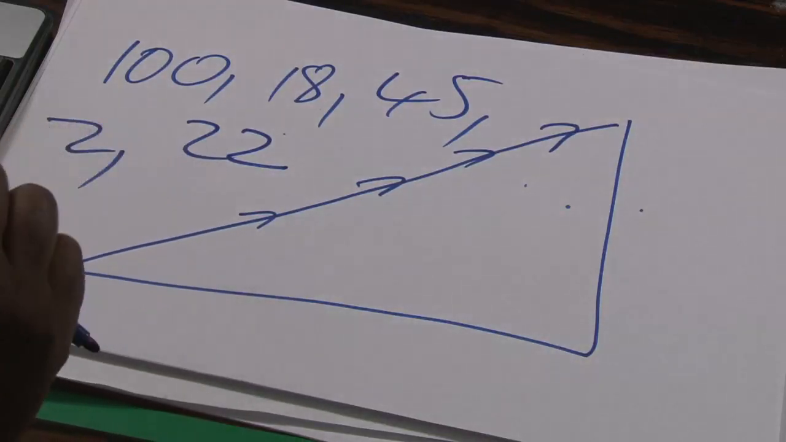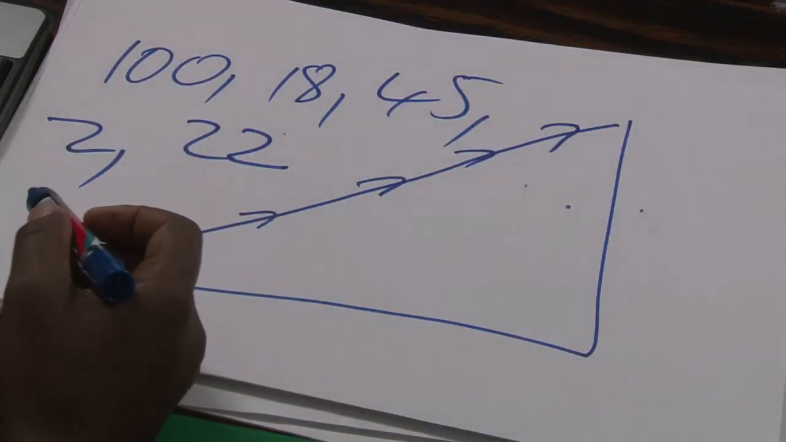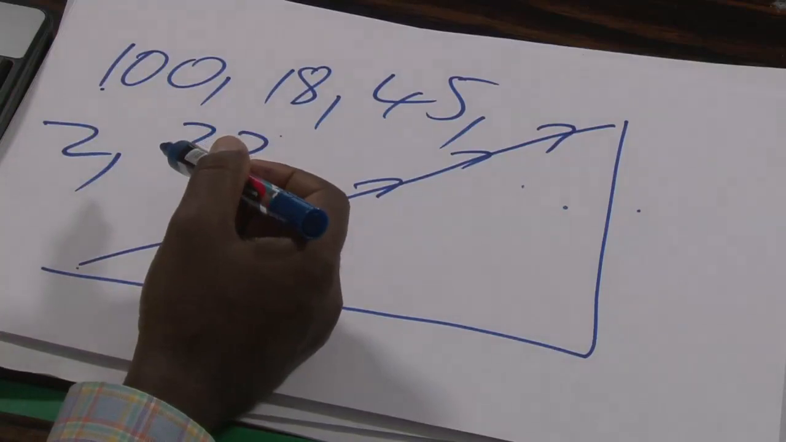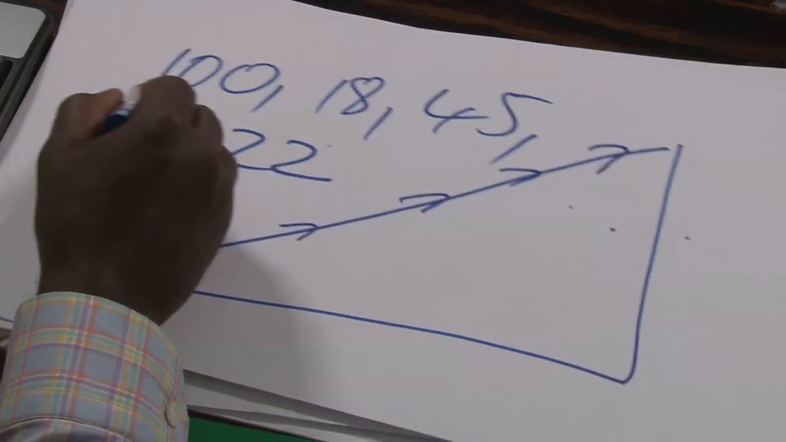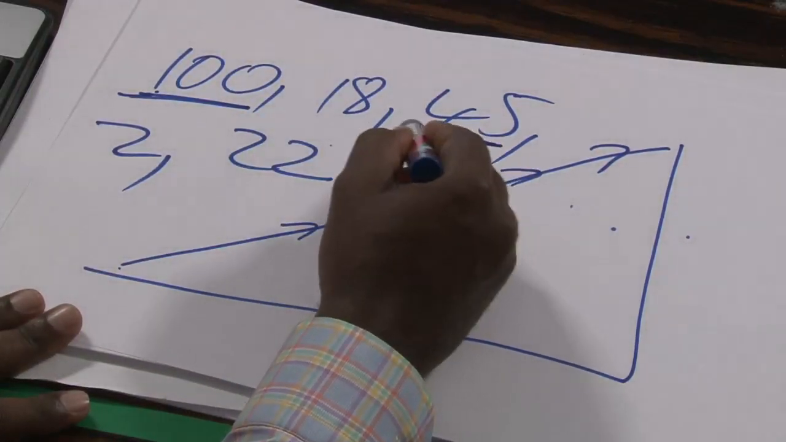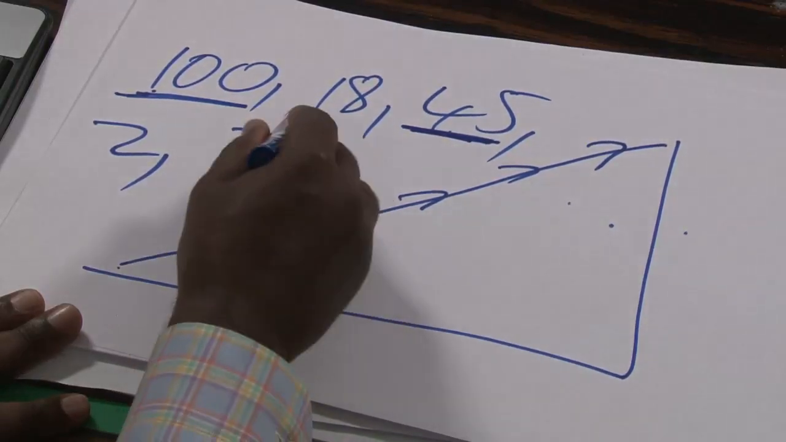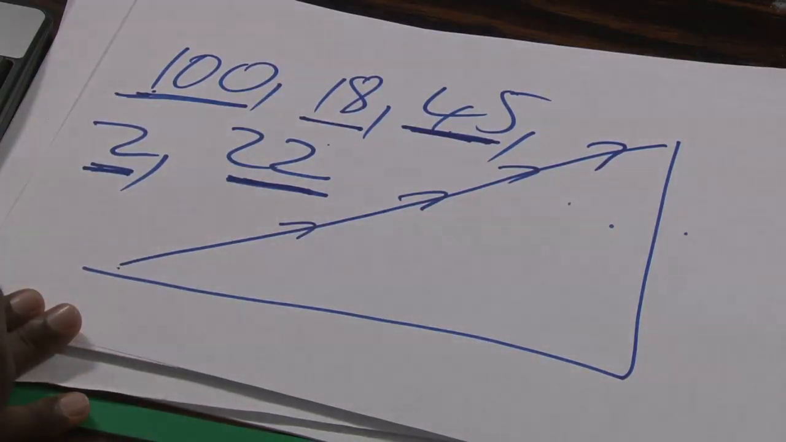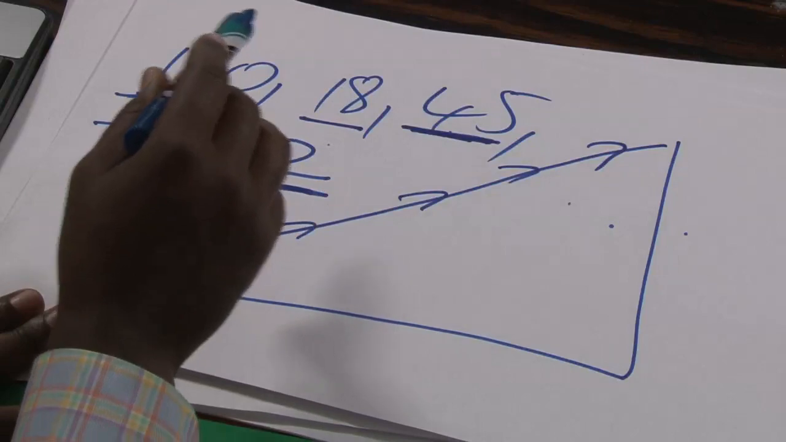If they say, for example, arrange this in descending order, then you know that we will start from the biggest one to the smallest one. So 100 will be the first one, and then you can look at it and you can see 45 will be the second one, 22 will be the third one, 18 will be the fourth one, and 2 is the smallest. So that is how you will arrange it, and it's very easy when you are arranging whole numbers.